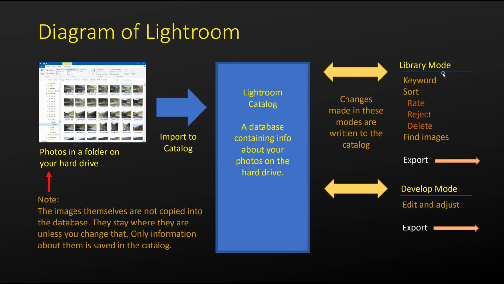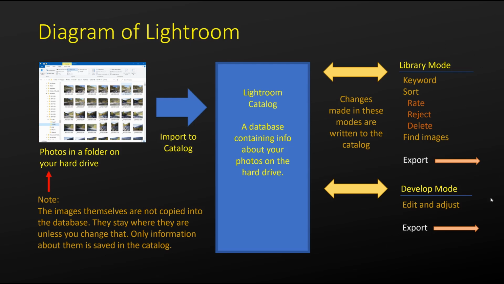Then on the right there, when you make changes, Lightroom has these modes or modules. It has, for example, a library mode and a develop mode. In the library mode is where you can keyword, sort, and rate your photographs, reject or delete them, find images, and you can export images once you've edited them from the library mode as well. In the develop mode, that's where you edit and adjust your images, and you can export them from the develop mode as well.